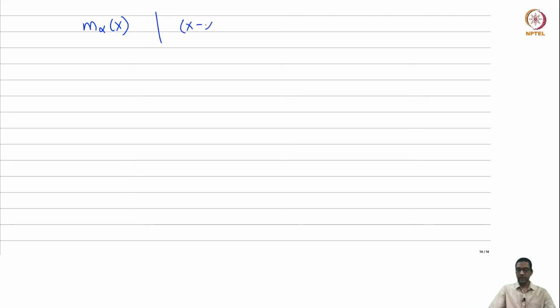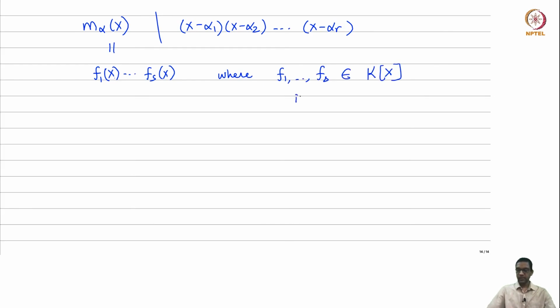This is now (x minus alpha 1)(x minus alpha 2)... So observe g is now a product of distinct linear factors, and m alpha of x divides such a product. Now let's write this m alpha of x as a product of irreducibles f1 of x, f2 of x, ..., fs of x, where f1, f2, ..., fs are polynomials in k[x] which are all irreducible. So I have factorized m alpha into a product of irreducibles in k[x], and this product divides the product of the linear factors.